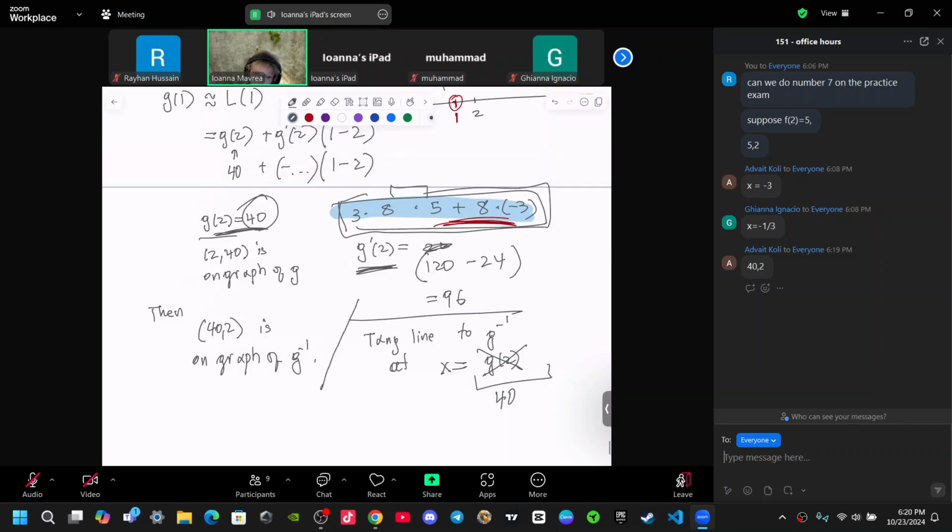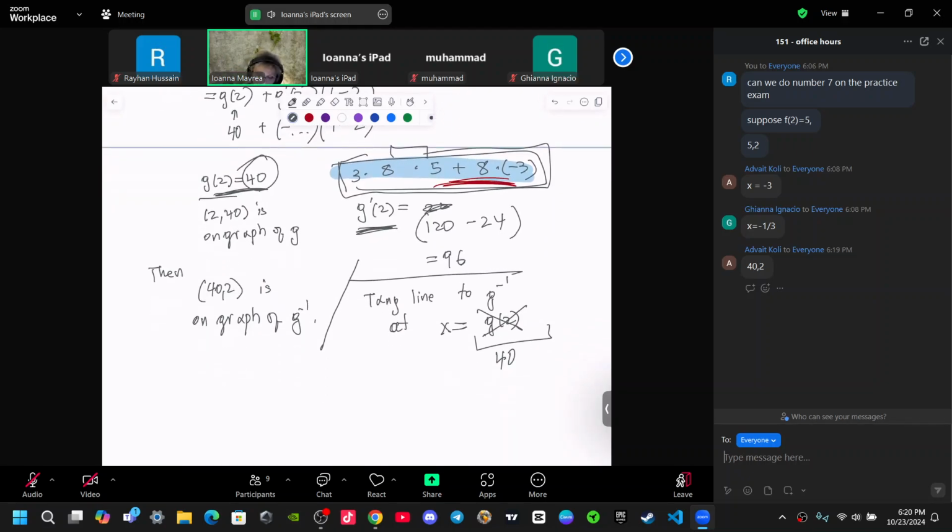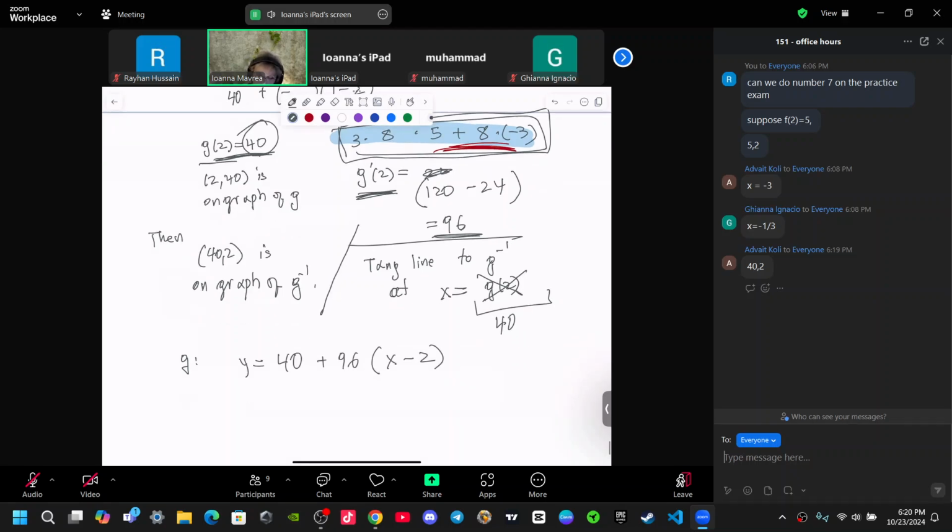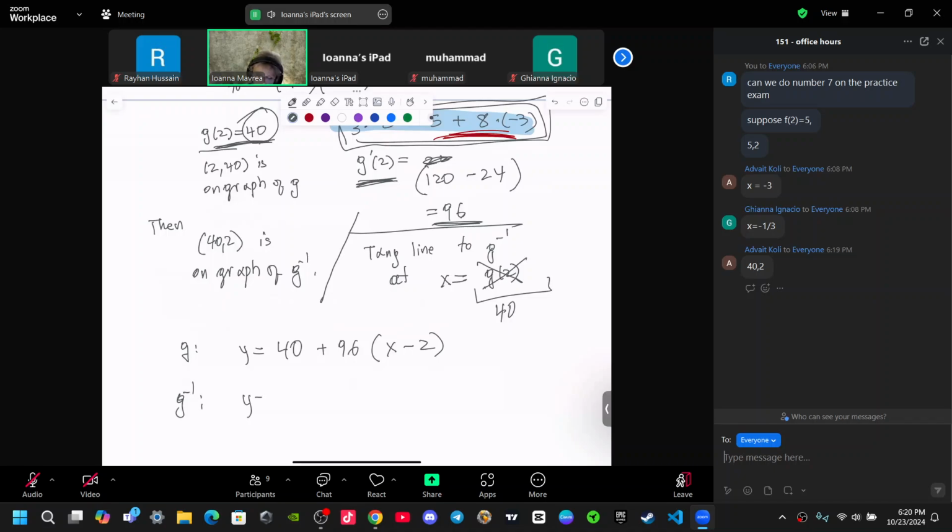So if you know the equation of the tangent line to g was 40 plus this number, that was the slope, times x minus 2. For the inverse, the equation of the tangent line, again, these are going to reverse positions. The x and the y reverse positions, right? So this is going to be 2 plus that flips, times x minus. So B and D are the same exact type of question.